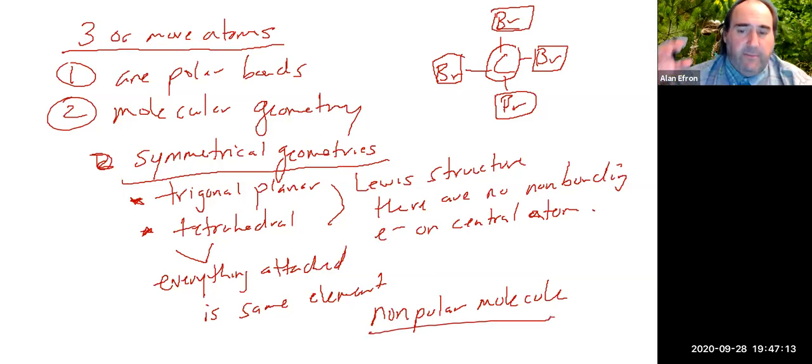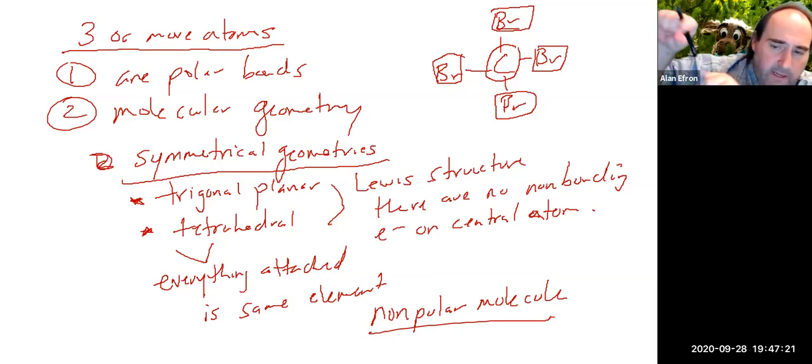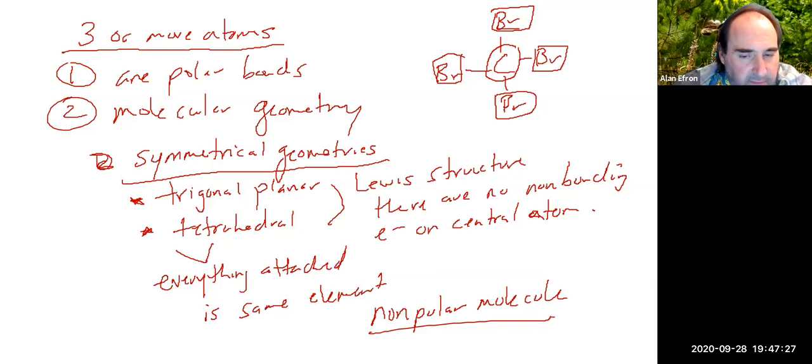And that's because they're basically going to be equal and opposite of each other. As they pull, they're going to pull equal and opposite, like on a rope. If everybody pulls equal and opposite on a rope, the rope's not going to move anywhere and they'll cancel each other out. So this will be a nonpolar molecule.